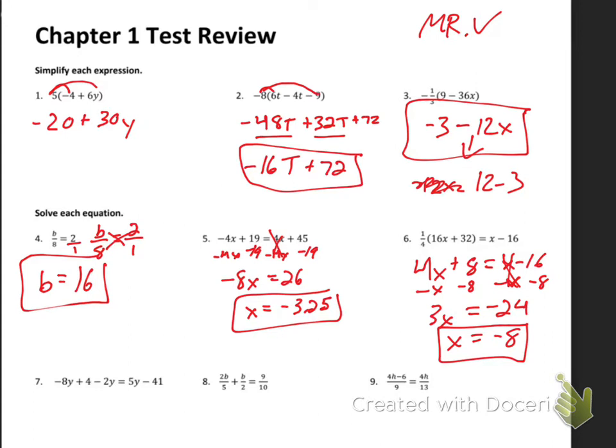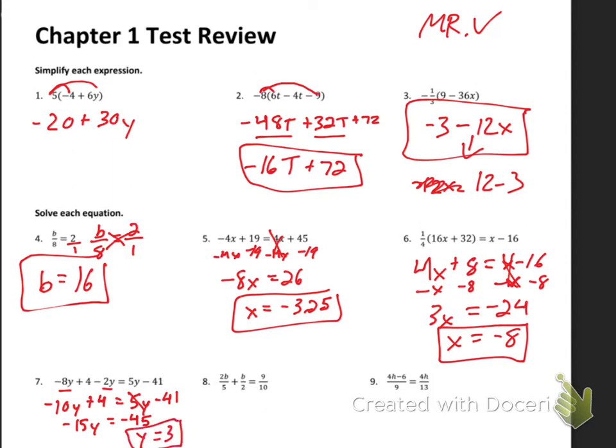All right, this one, number 7, I need to combine like terms first, so I get negative 10y plus 4 is equal to 5y minus 41. Then I can bring the minus 5y on each side to cancel this out, so I'll have negative 15y, and then I'll minus the 4, which is going to be equal to negative 45. So if I divide that, y is going to give me 3.